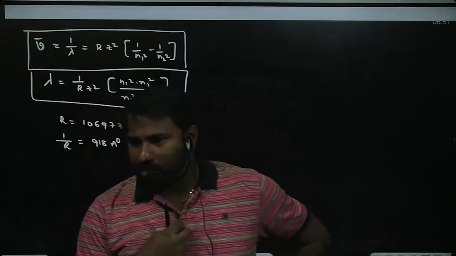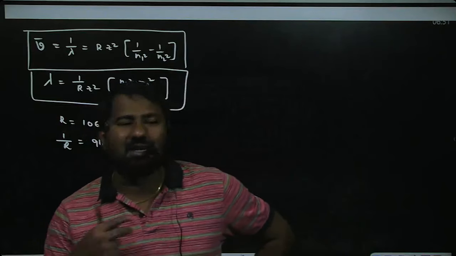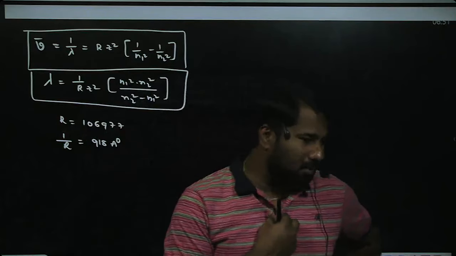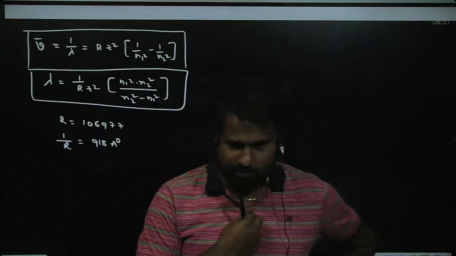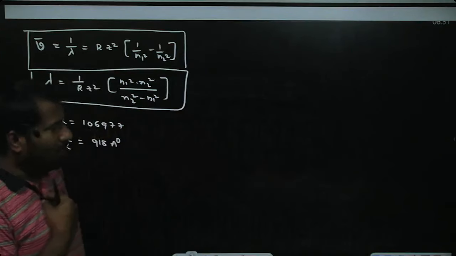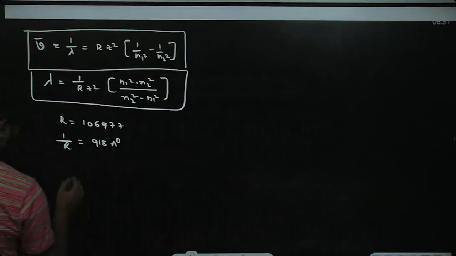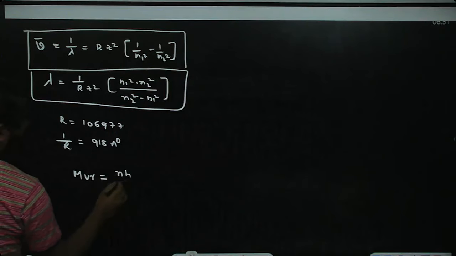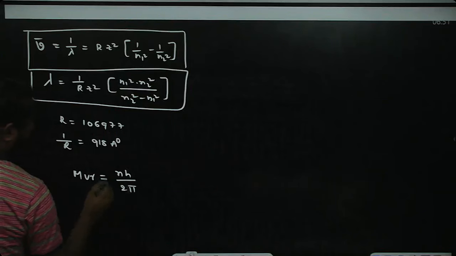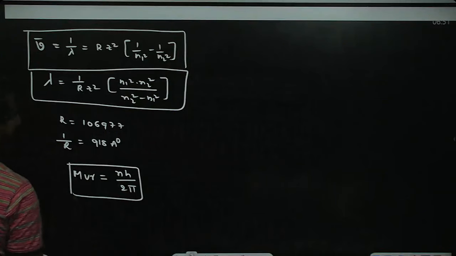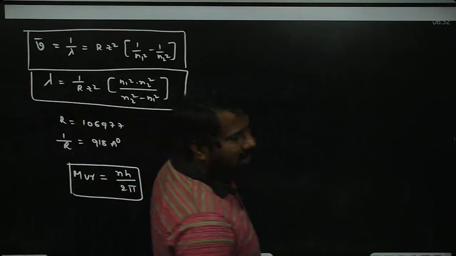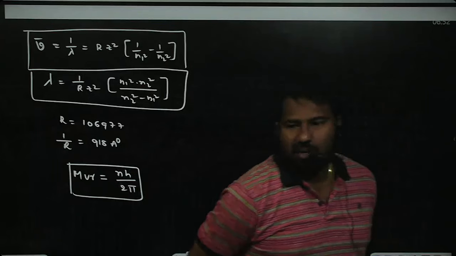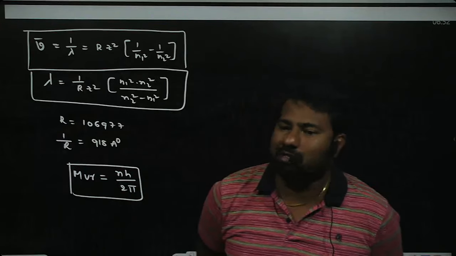Okay. Each line splitting into many lines could not be explained by Bohr's atomic model. Okay, got it. Now, to explain why the angular momentum of an electron in an orbit is equal to nh by 2 pi, we have one more theory, called de Broglie's dual nature of matter. What is that? De Broglie's dual nature of matter.